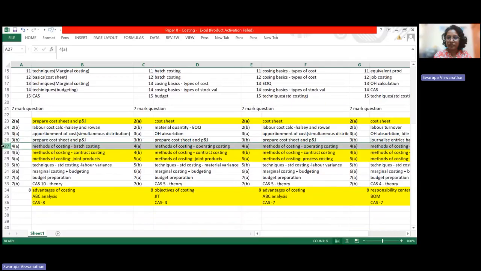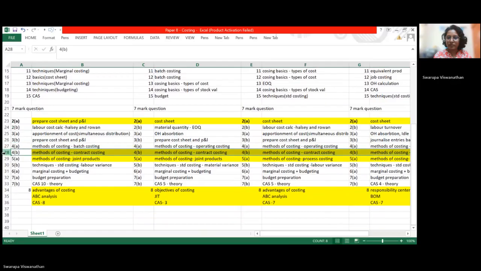Now 4A. There is a question from methods of costing, any of the methods other than your contract costing and process costing. So it can be batch or operating. I would say it is either batch or operating, and more number of times a question from operating costing has come. Then 4B, a question on contract costing, and 5A, a question on process costing.